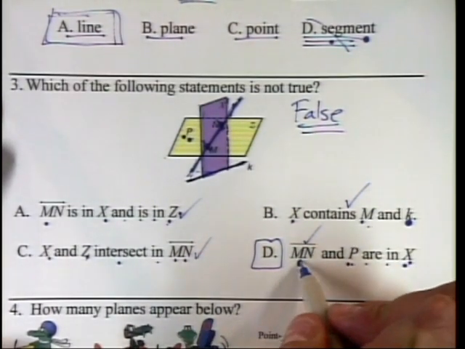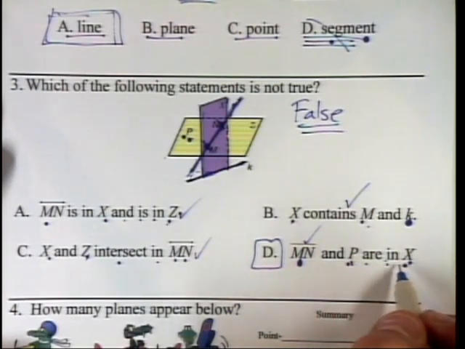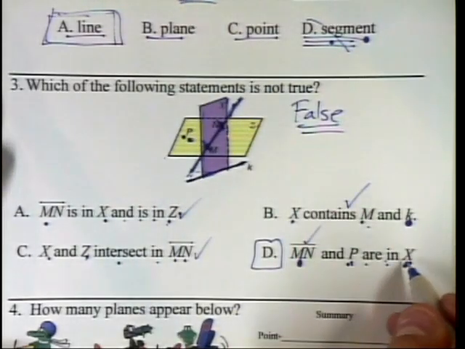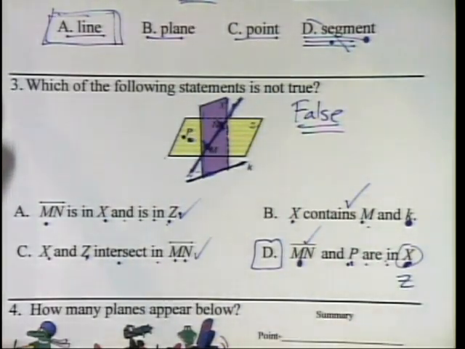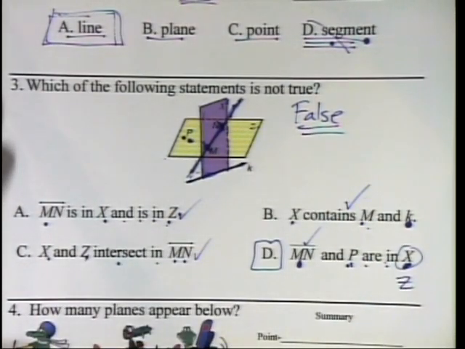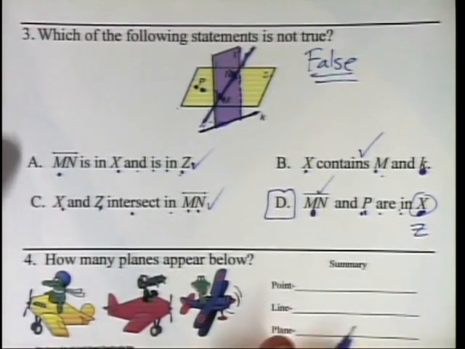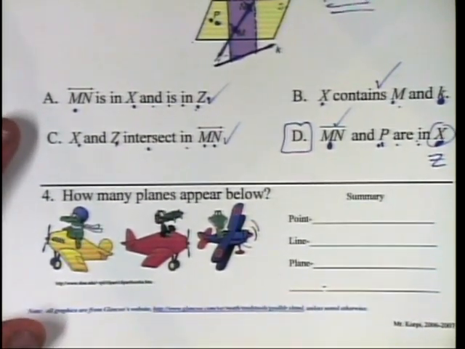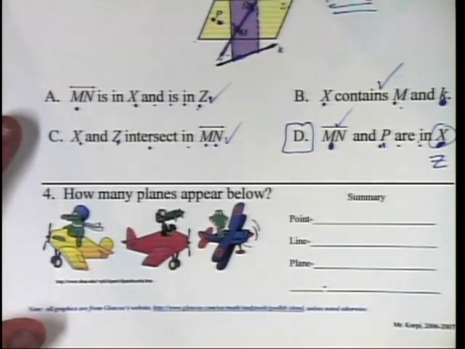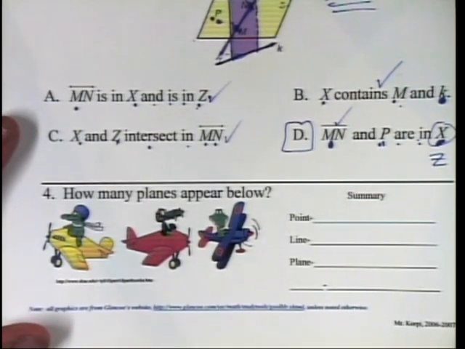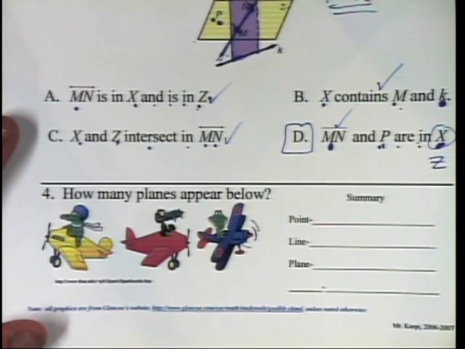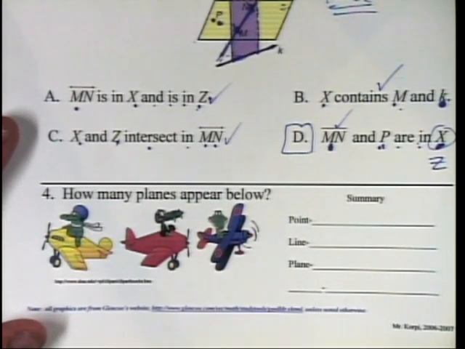Now, if this said segment MN and P are actually in plane, what would they be in? MN and P are both in plane Z, where Z is basically the yellow plane, the floor. That would have been true. Okay, finishing it up here. How many planes appear below? Now, I hope you're giggling at home because really you can clearly see that there's 3 planes. One's yellow, one's red, and one's blue. These are actually airplanes, which is not the geometric plane we've been talking about. There's also 3 alligators in case you're curious.